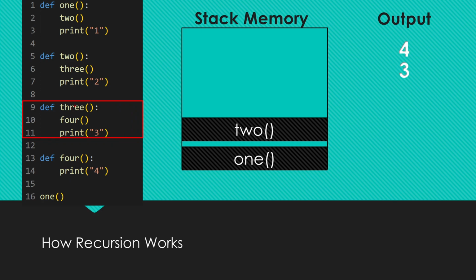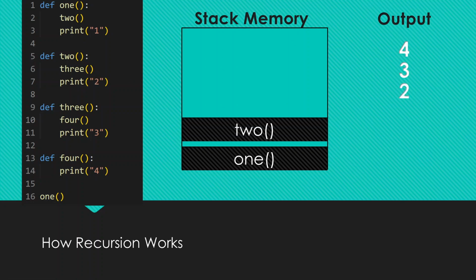We don't have any other line to execute in that function. That function ends at line number 11. So we do not need it anymore. So we simply remove it from memory. So that's why we are removing it. Then we go on to function number 2. So now we are going backwards. Number 2 is going to print 2. Then again, we pop it.